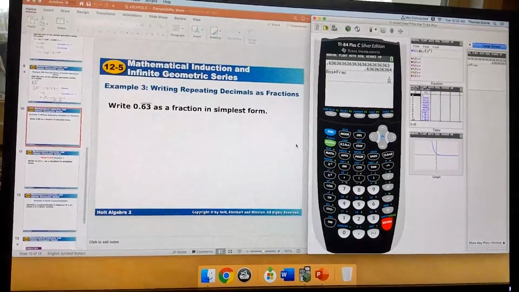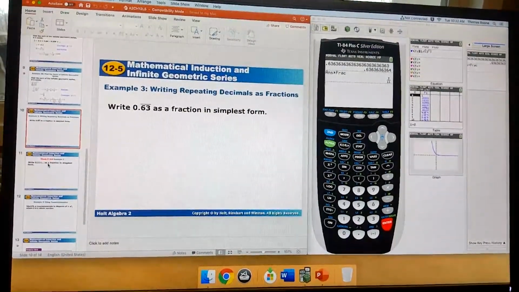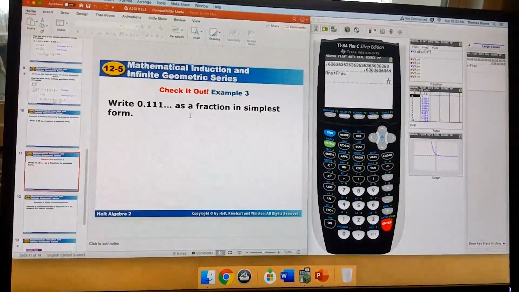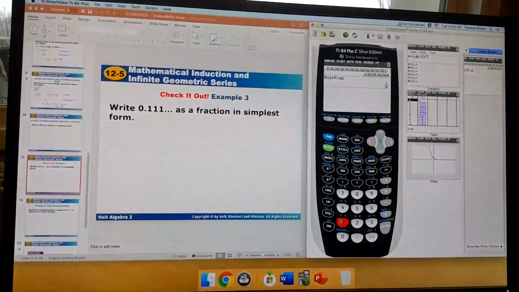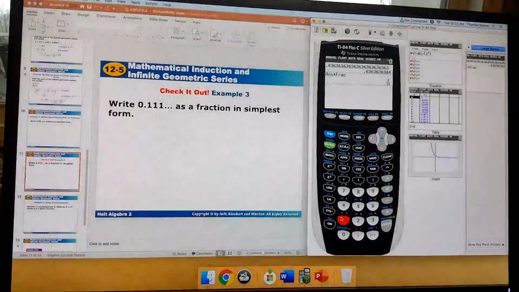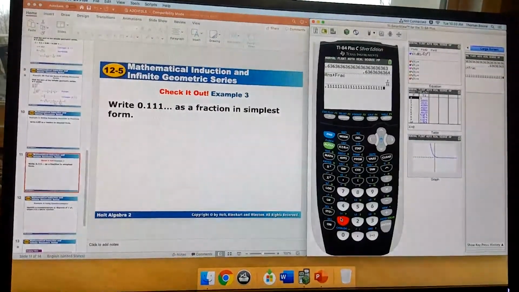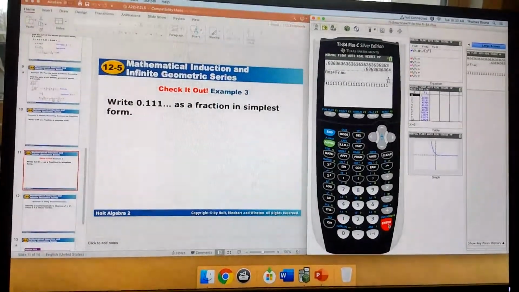All right, let's try that again with another one. What if it's just 0.111 repeating? Well, same thing. Just go 0.11111. Fill up that whole top line. All right, there it is. You see how that works. So we're going to fill that in. All right, go ahead and hit enter.